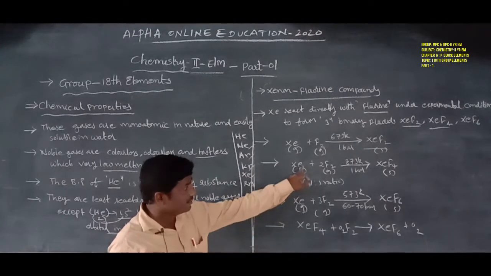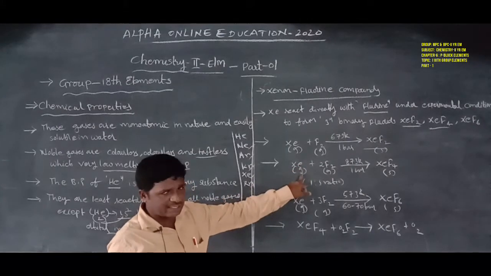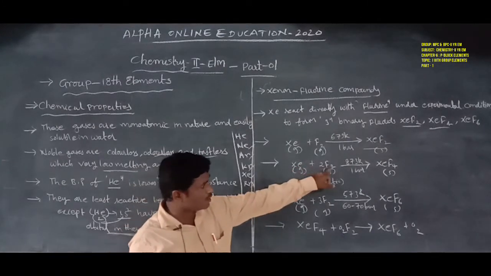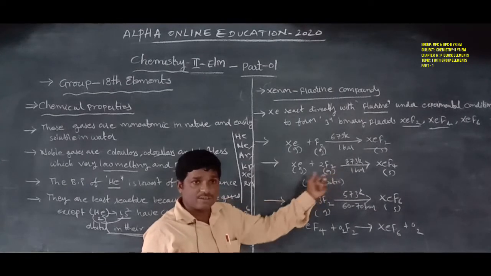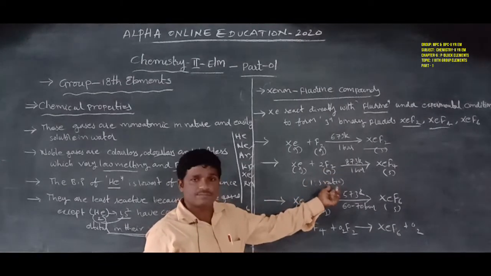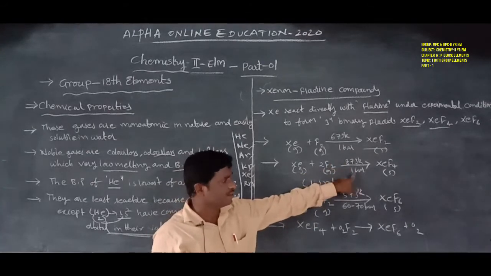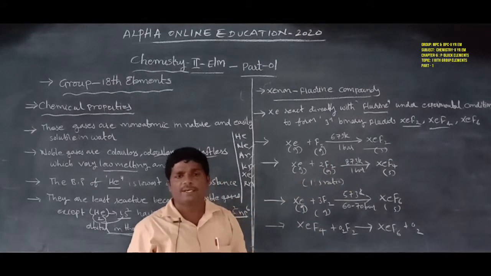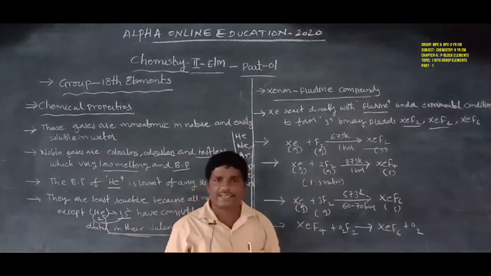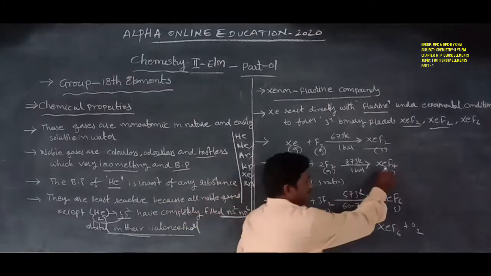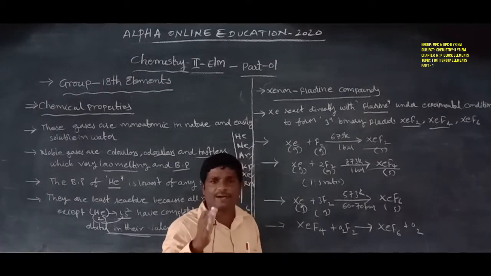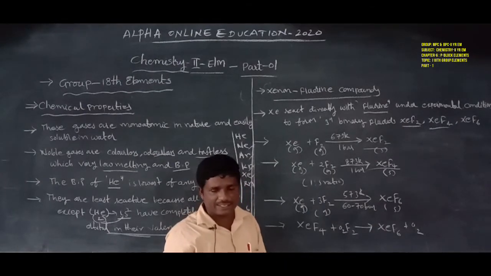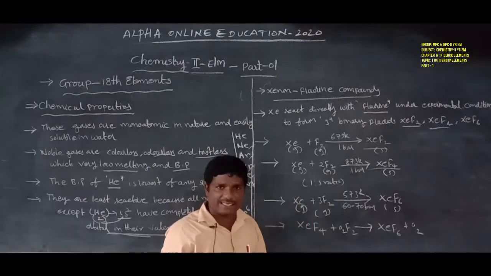Next, xenon reacts with 2 moles of fluorine, at a 1:5 ratio, at 873 Kelvin and 1 bar pressure, to form xenon tetrafluoride. Tetra means 4 fluorine atoms combine with xenon to form xenon tetrafluoride.